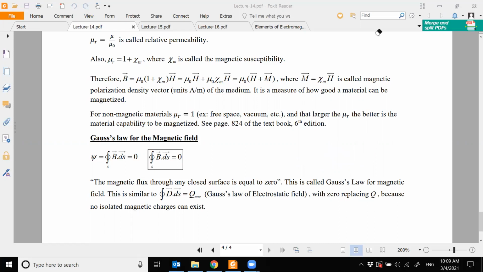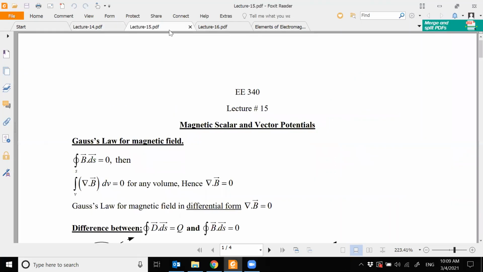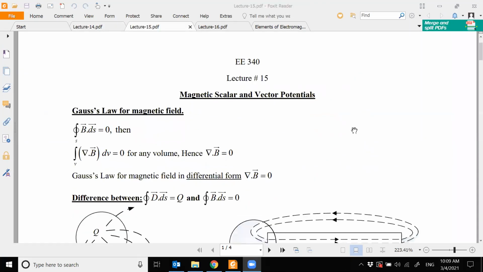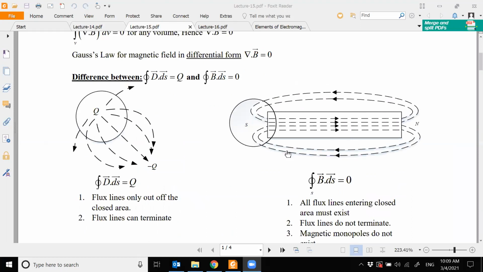Now, a simple question arrives in our mind. Why is that? Why is the closed surface integral B bar dot dS bar 0? Why is it equal to 0? We can understand it by comparing these two. See, this is my electrostatics Gauss's law. This is my magnetostatic Gauss's law.